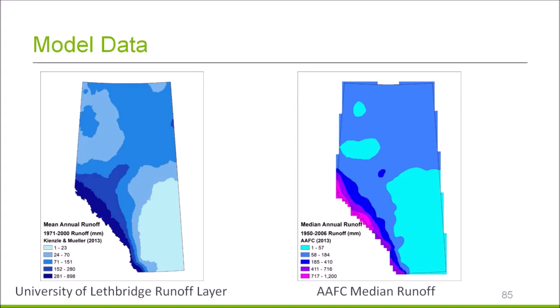So we have two sources here. The first one on the left, you can see the University of Lethbridge runoff layer. This was developed by the University of Lethbridge, and they used 30 years of information to come up with this distribution of surface runoff in different portions of the province. And the second layer came from the federal government, Agriculture and Agri-Food Canada. It's median runoff, so that's not exactly the same as mean runoff, but they're very close. So we use both layers in our calibration techniques.